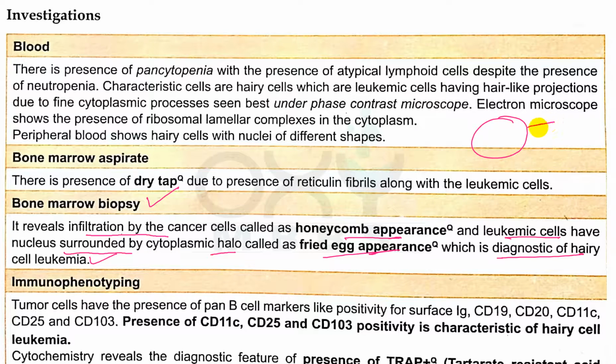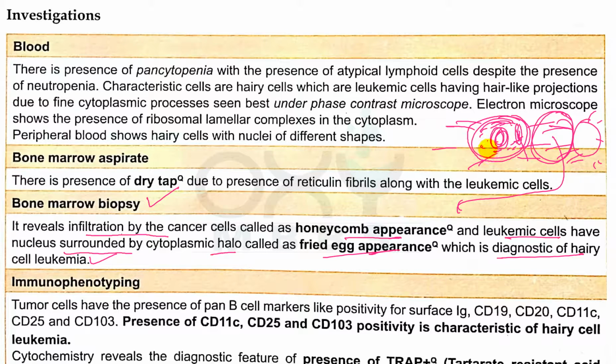So because of these hairs that are attached to each other by the leukemic cells, they form a honeycomb like appearance, and the cytoplasm of the hairy cells or leukemic cells is transparent, or that is halo. This is the nucleus, and this is the cytoplasm, and this cytoplasm looks like a halo or glass like. That is why it is called fried egg appearance.